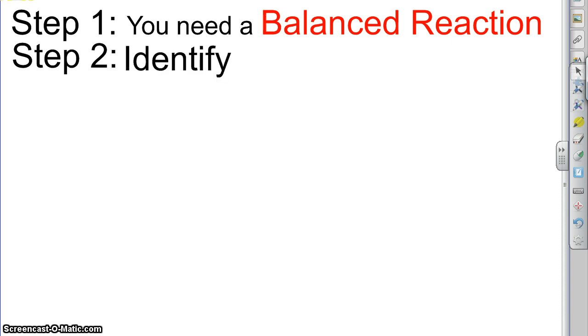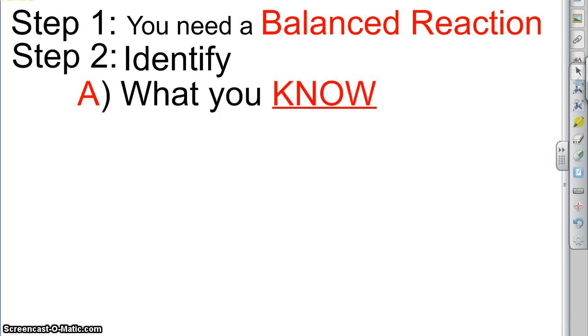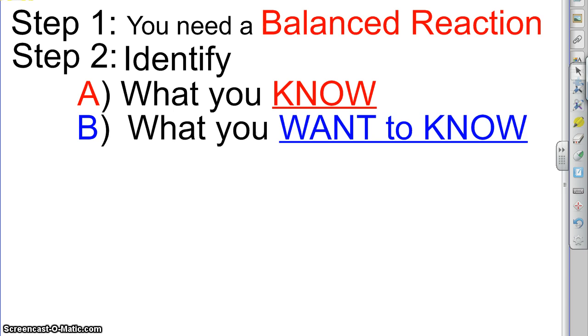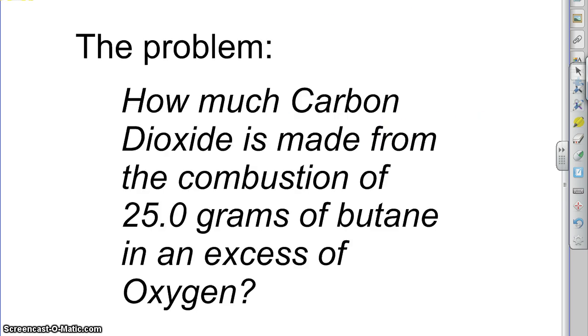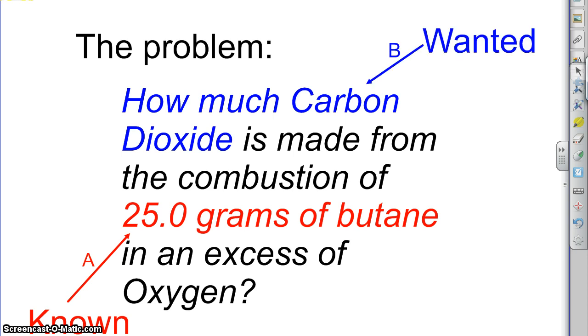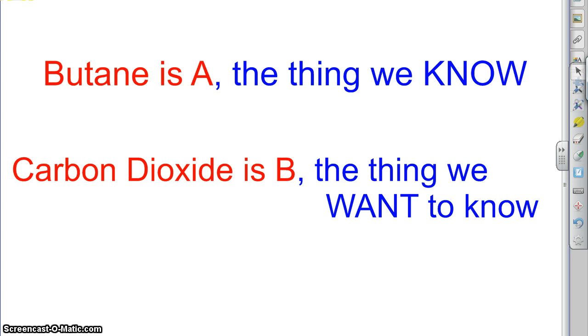Identify what you know. This is exactly the same as grilled cheese, by the way. A, what you know. B, what you want to know. Identify A and B. What do you know? What do you want to know? So if we go back to the problem, how much carbon dioxide is made from the combustion of 25 grams of butane? So A, the thing we know, is of course the 25 grams of butane. Right there, A. And the thing we want to know is how much carbon dioxide. That is B, the thing we want. So butane is A, the thing we know.